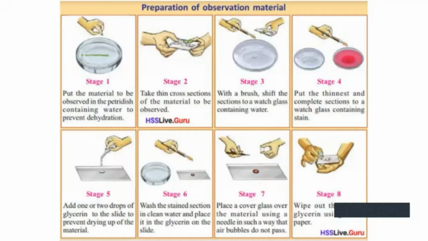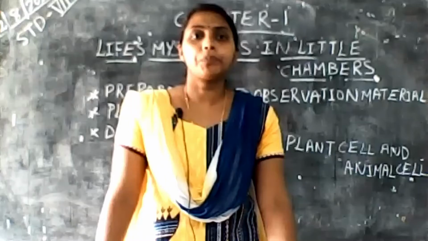After that, we are keeping that slide on the stage of the microscope and holding it using the stage clip. By adjusting the knobs, the fine adjustment and coarse adjustment knobs, we are adjusting the distance between the specimen and the objective lens, and we are able to view the object or specimen through the microscope. Is it clear for you? So I think the steps for how to prepare an observation material are clear for you.